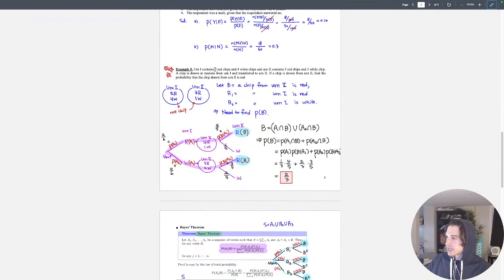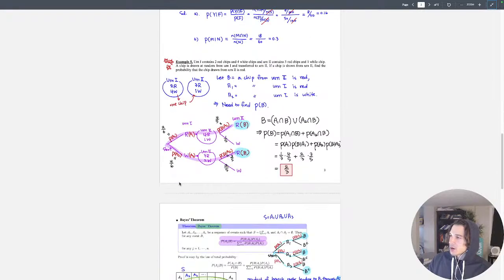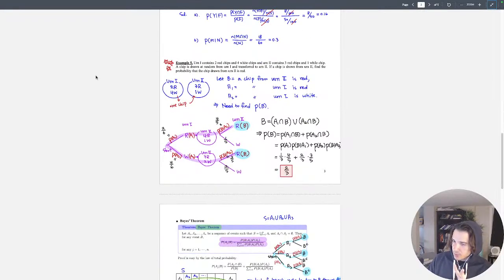Let's go to this example 5 here. Urn 1, there are some stars on it, which means it's probably good to remember. Urn 1 contains 2 red chips and 4 white chips, so we can visualize this right here. Urn 2 contains 3 red chips and 1 white chip. A chip is drawn at random from urn 1 and transferred to urn 2. If a chip is drawn from urn 2, find the probability that the chip drawn from urn 2 is red.